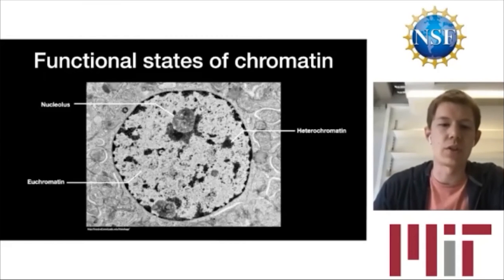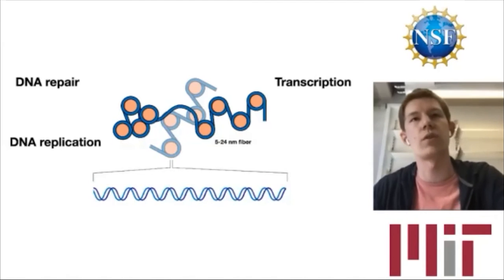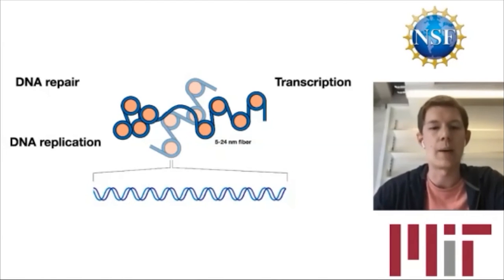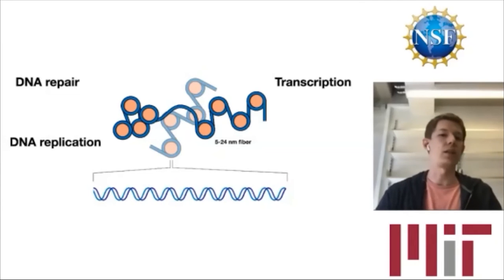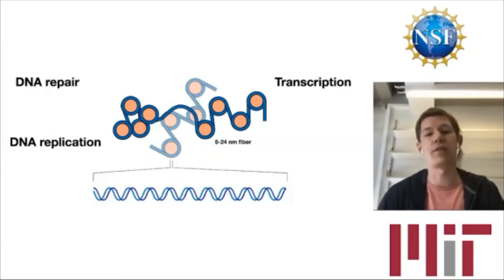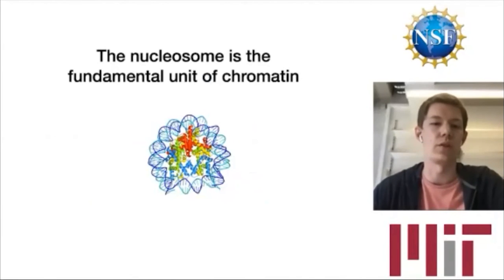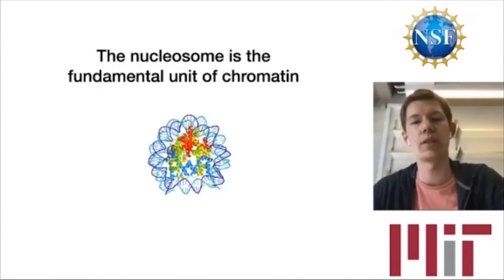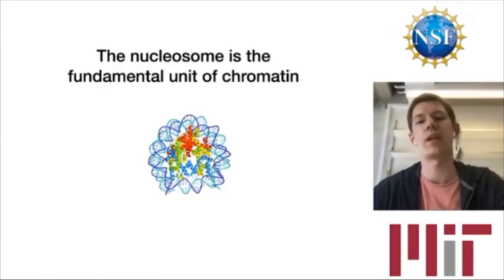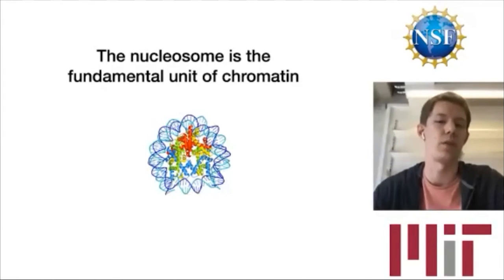But of course, this is a very mesoscale view. I think it's important to stress that the fundamental nuclear processes, such as DNA repair, transcription, or DNA replication, are all happening at nanometer scales, where they're not facing these big chunks of chromatin, but rather the fundamental unit of chromatin, which is, of course, the nucleosome. The nucleosome itself consists of a protein component, the histone proteins, and 145 to 147 base pairs of DNA that are wrapped around the histone octamer.